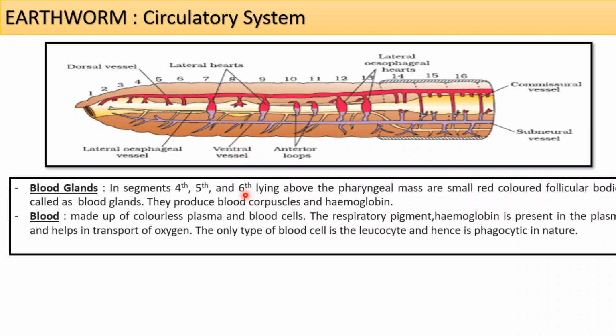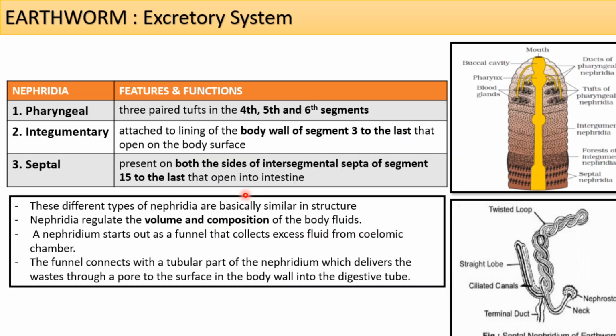तो एक parallel draw करेंगे और तुमको पूछेंगे blood glands और pharyngeal nephridia में क्या common बात है, right? एकदम twister question हो जाएगा, ठीक है ना? सो उसमें क्या answer आएगा भाई? दोनों का placement, दोनों का position जो है वो 4th, 5th, 6th segment में है। क्लियर? ओके, so 3 types of nephridia. Again, what do the nephridia do? Regulate the volume and composition of body fluids, right?